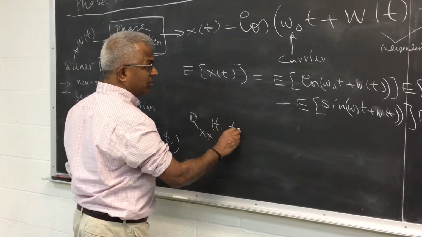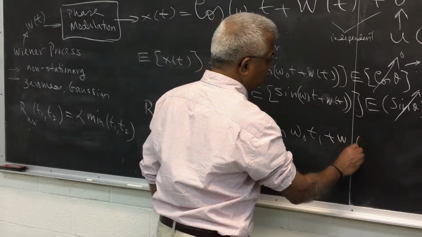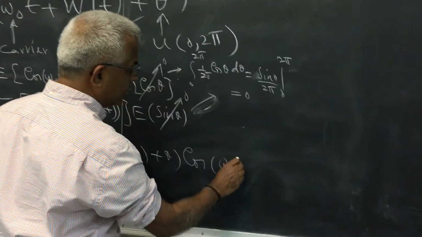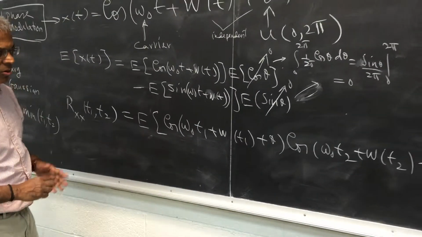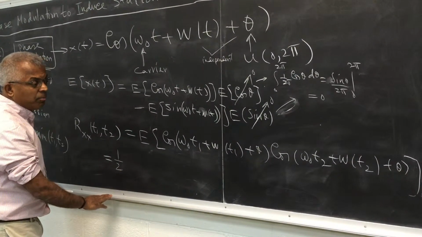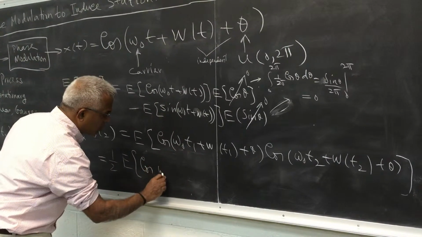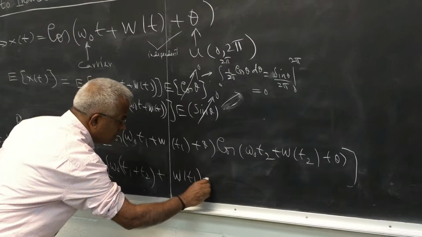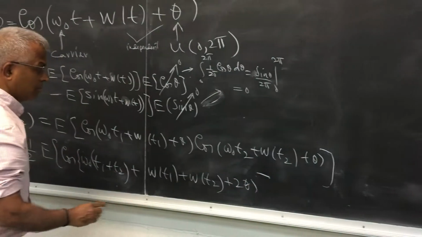So R_xx(t1, t2) is going to be the expected value of cosine of (omega naught t1 plus w of t1 plus theta) multiplied by cosine of (omega naught t2 plus w of t2 plus theta). So if you use the expression cos A cos B is half of cosine(A plus B) plus cosine(A minus B), you get the expected value of cos of A plus B. So that's going to be the sum of all this: omega naught (t1 plus t2) plus w of t1 plus w of t2 plus 2 theta, and the cosine closes here.